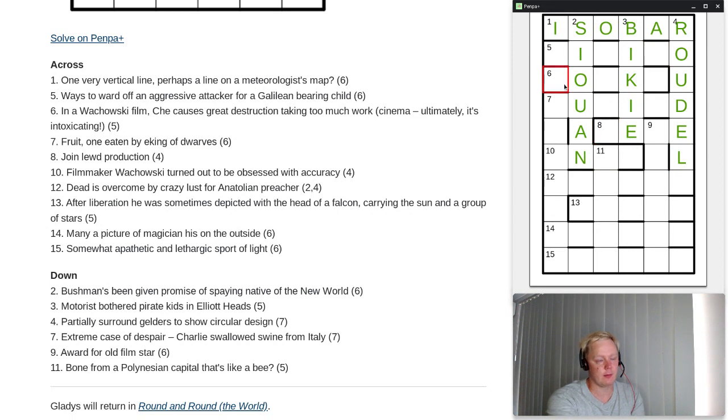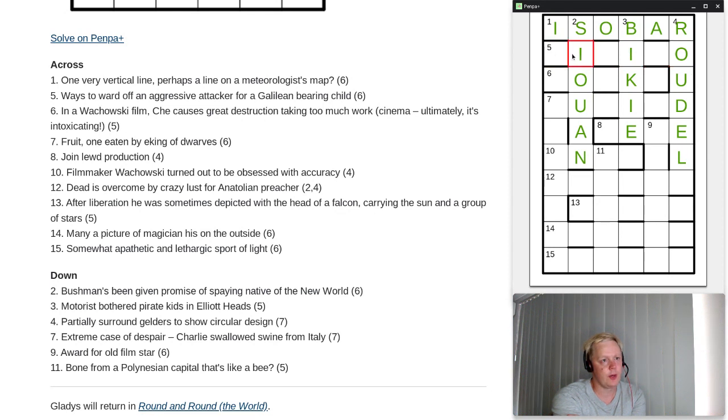So we should be able to solve this 5, 6, and 8 here. Let's look at 5 first. Ways to ward off an aggressive attacker for a Galilean-bearing child. Let's see. So something bearing something is something carrying it. So the child would be in the middle of the other word. And now a child is often son, but here it's kid, and kid fits here.